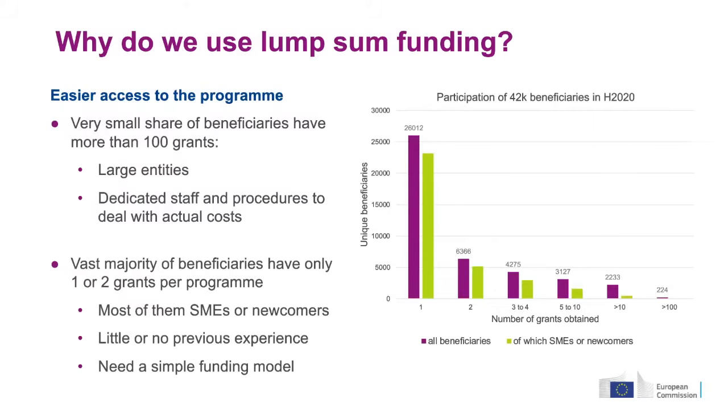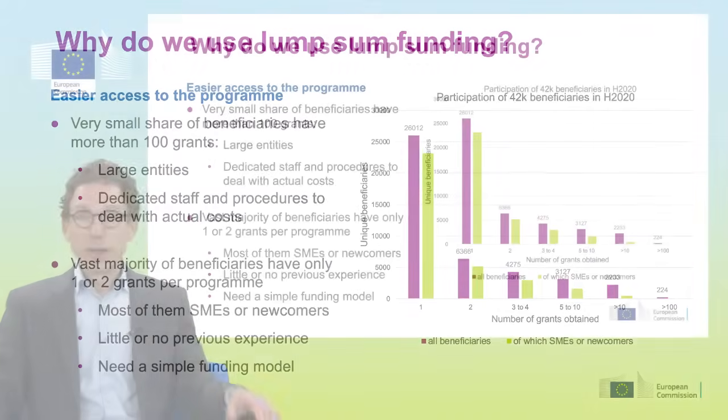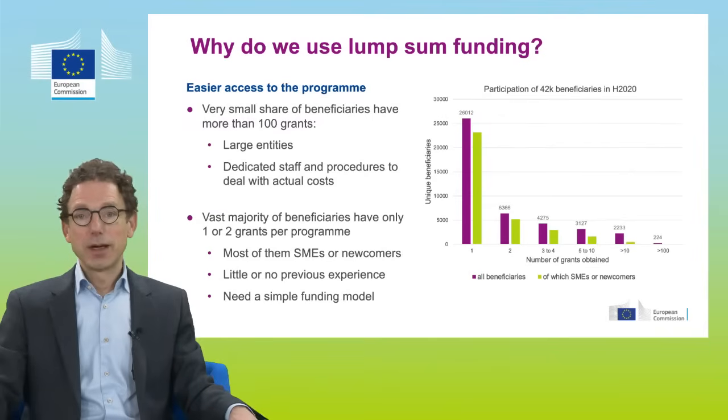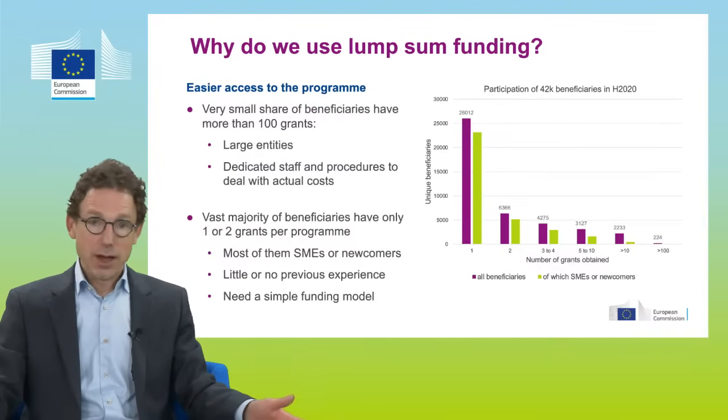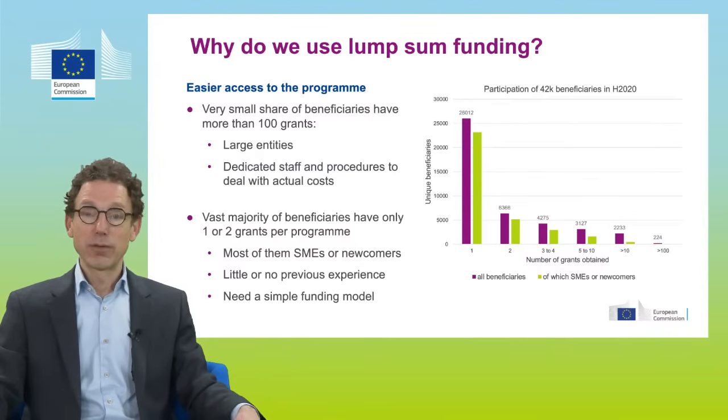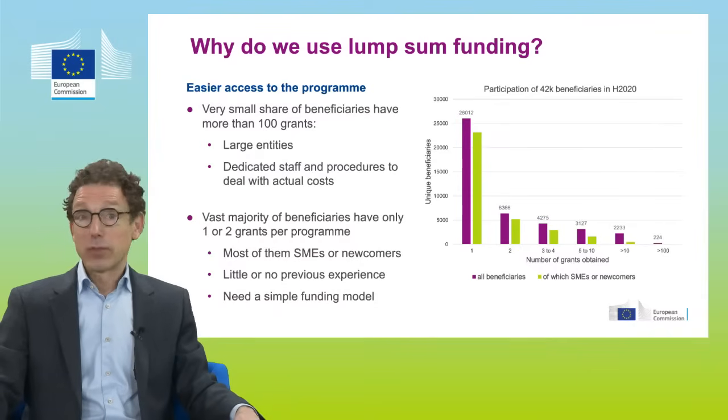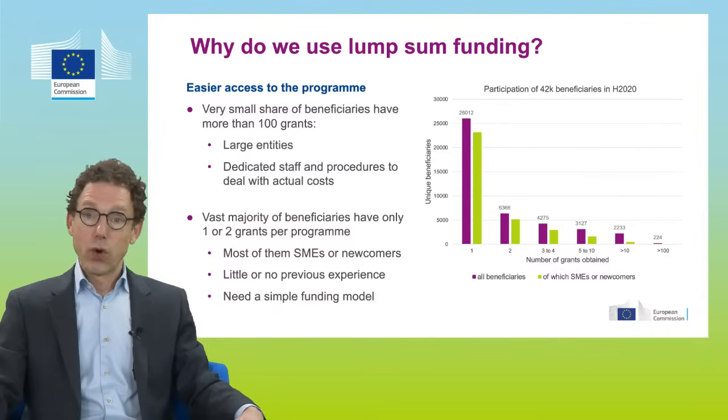They struggle with the actual cost system, while organizations that are returning beneficiaries or frequent flyers that are very experienced over many years have a much lower error rate. They have adapted to the complexities of the actual cost system. They have specialized staff in place for all of that. So for them, the system is in principle working, I believe. But we need a system that works for all of our beneficiaries.